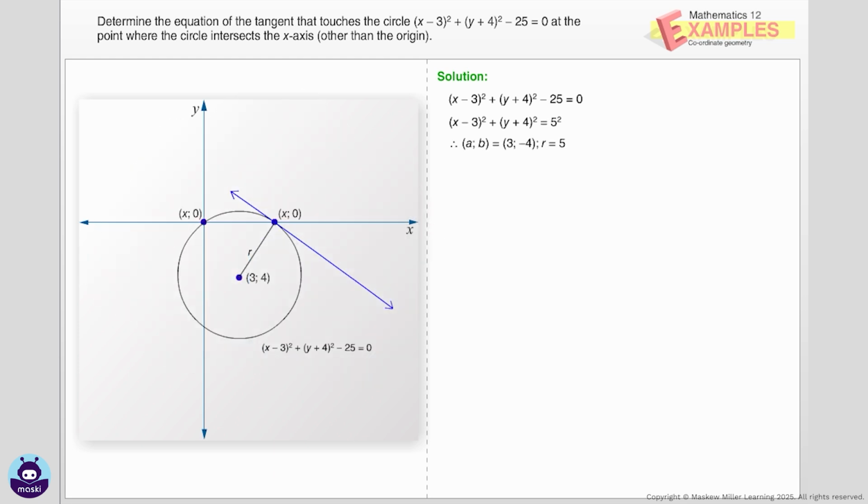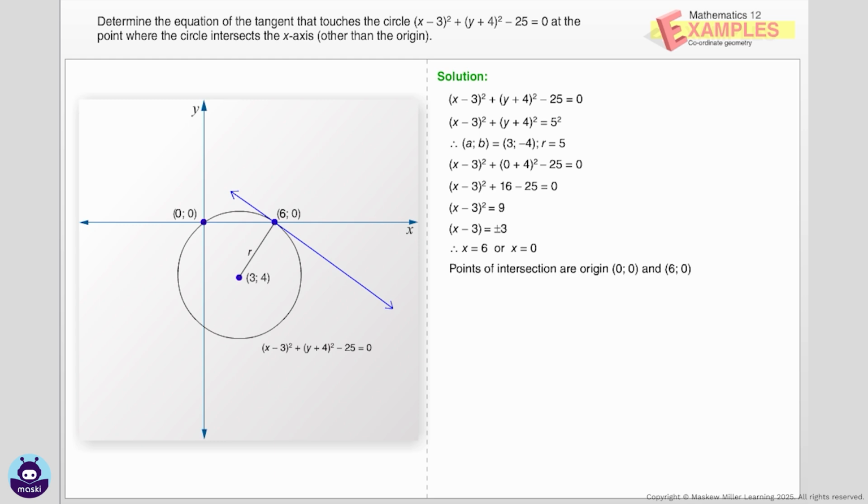Recall that the y-coordinate of a point on the x-axis is 0. Substituting the values of the point (x, 0) that lies on the circle, we get (x − 3)² + (0 + 4)² − 25 = 0. (x − 3)² = 9. Taking square roots of both sides, we get x − 3 = ±3, therefore x = 6 or x = 0. We can observe that the circle intersects the x-axis at the origin (0, 0) and at the point (6, 0).